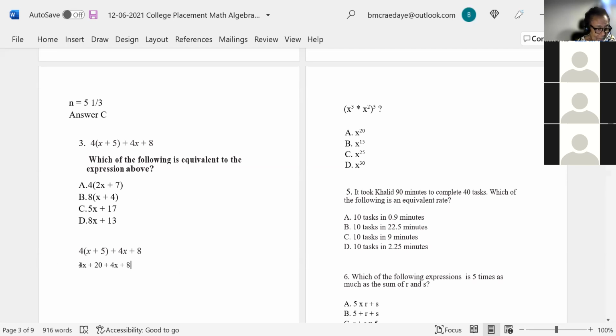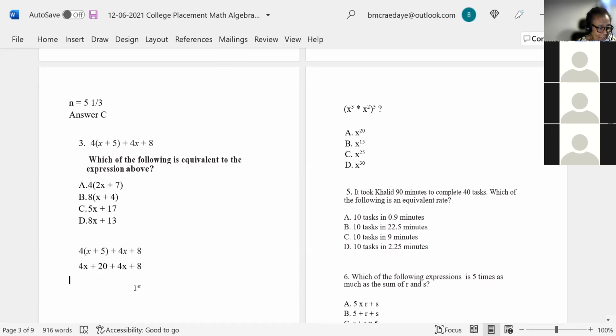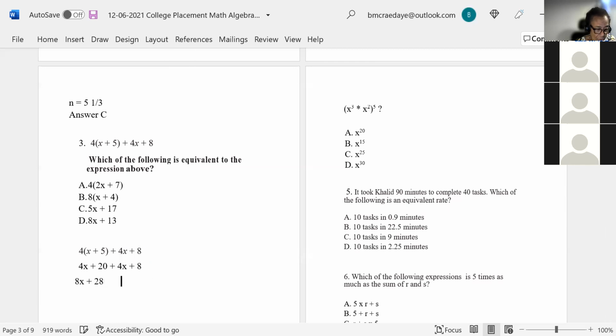Okay. So when you multiply that out, Alva, you got 4x plus 20 plus 4x plus 8. So when you combine the like terms, you get 8x plus 28. Now, what I was asking you, Alva, is what are the factors that are common for 8 and 28? Another way I'm asking is, 8 is equal to what two numbers you can multiply to give 8?